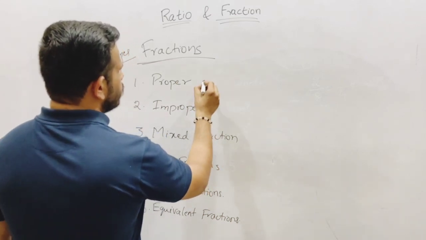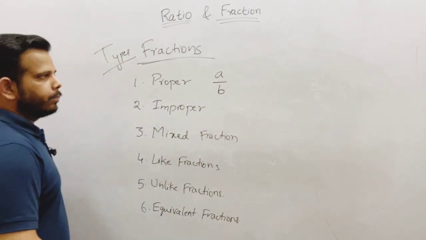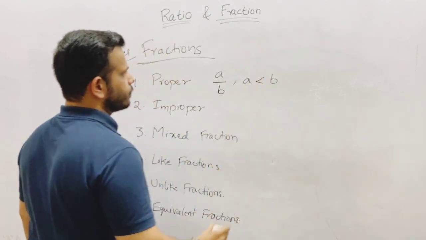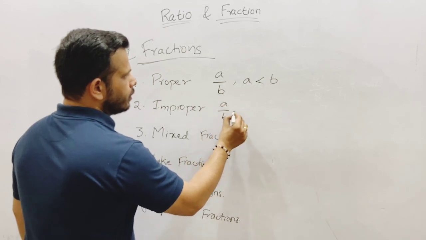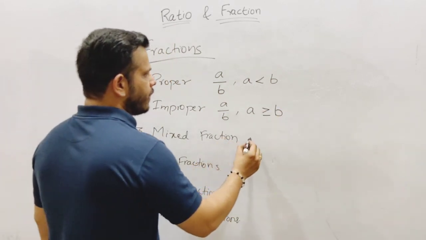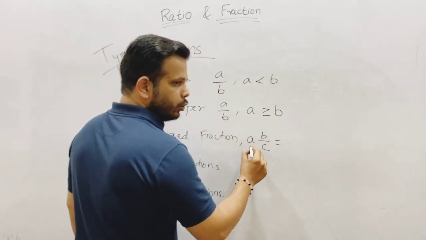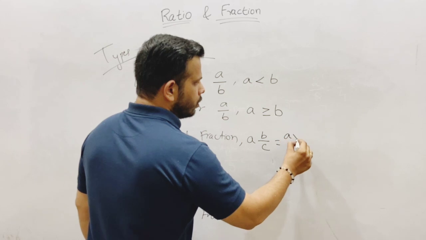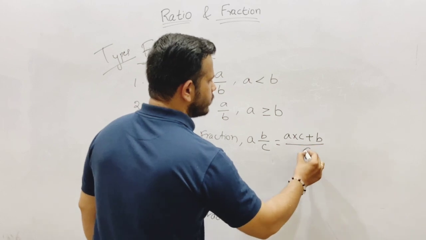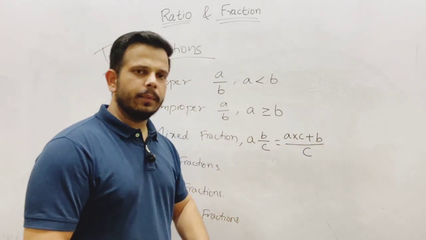A proper fraction is in the form of A by B. Here, A will be less than B. In an improper fraction, A will be greater than or equal to B. In a mixed fraction, it will be like A, B by C form, where you can solve it as A into the denominator plus B by C. Here, according to BODMAS, you have to do the multiplication first, then later the addition.